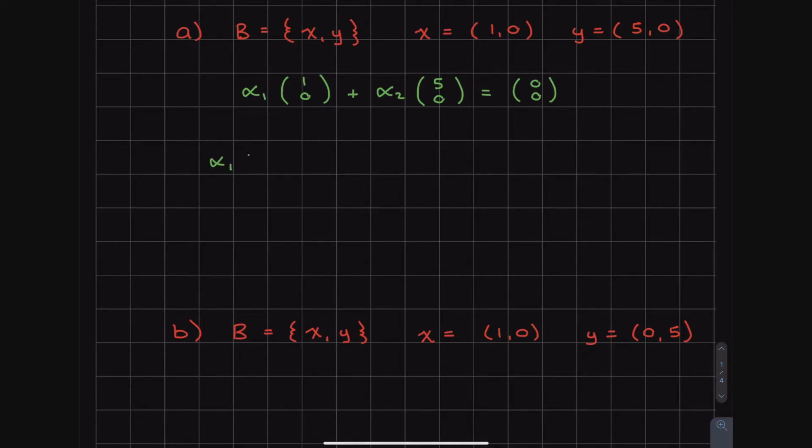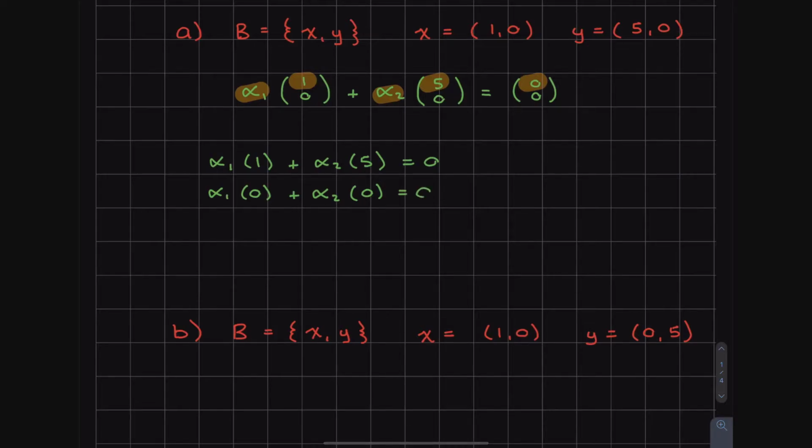We get alpha 1 times 1 plus alpha 2 times 5 is equal to 0. What I did there is I took alpha 1, multiplied it by the first number in that vector, plus alpha 2 times the first number in the second vector, equal to the top number of the 0 vector. My second equation is the same, except now I do the bottom number. So I get alpha 1 times 0 plus alpha 2 times 0 is equal to 0. In this case, equation 2 is kind of useless.